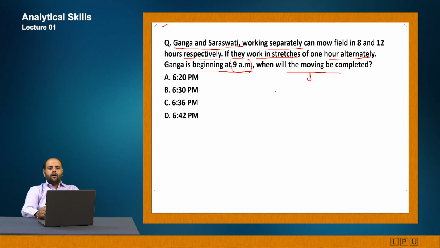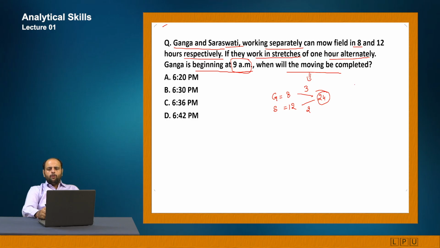First of all, we have to find out the total number of hours in which the work is completed. So Ganga is doing it in 8 hours and Saraswati will be taking 12 hours. So the very first step will be the LCM. The LCM will be 24. The 1 hour work will be 3 and 2.